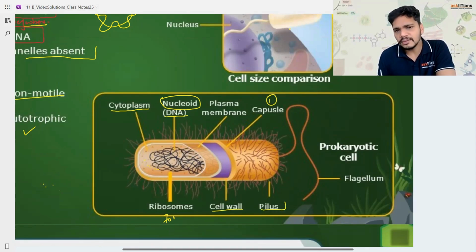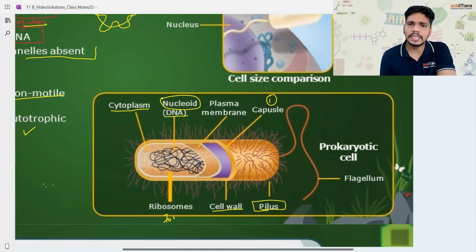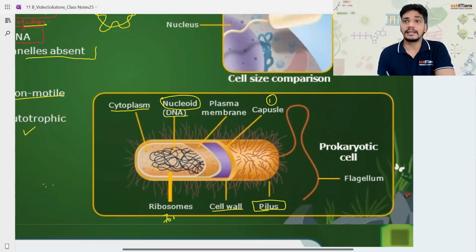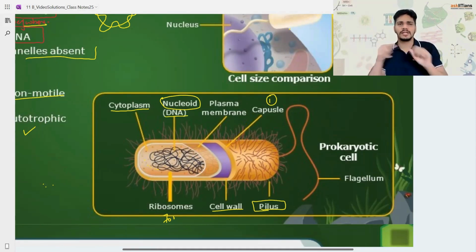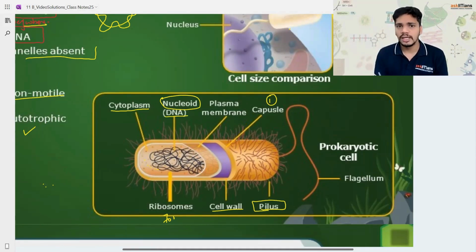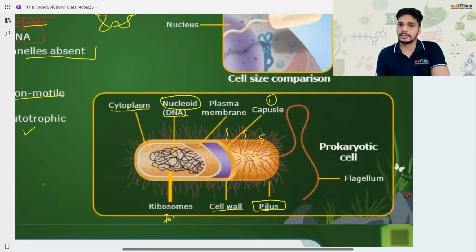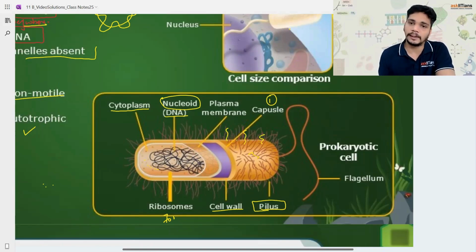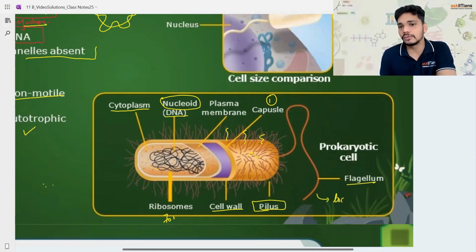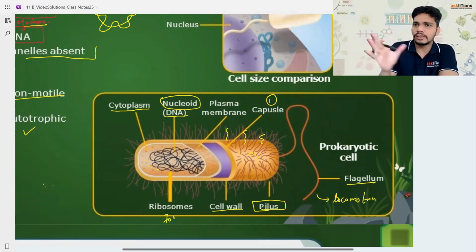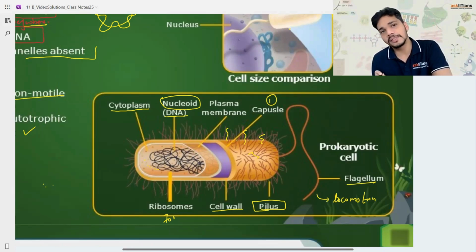Then pili. What are these pili? We are aware of cilia. In Paramecium, we have cilia for locomotion, small hair-like structures. Here they have a similar kind of thing, but they are called pili; singular is pilus. Then they have a flagellum for direction and smooth locomotion. Pili are for absorption and conduction. So this point is very clear.